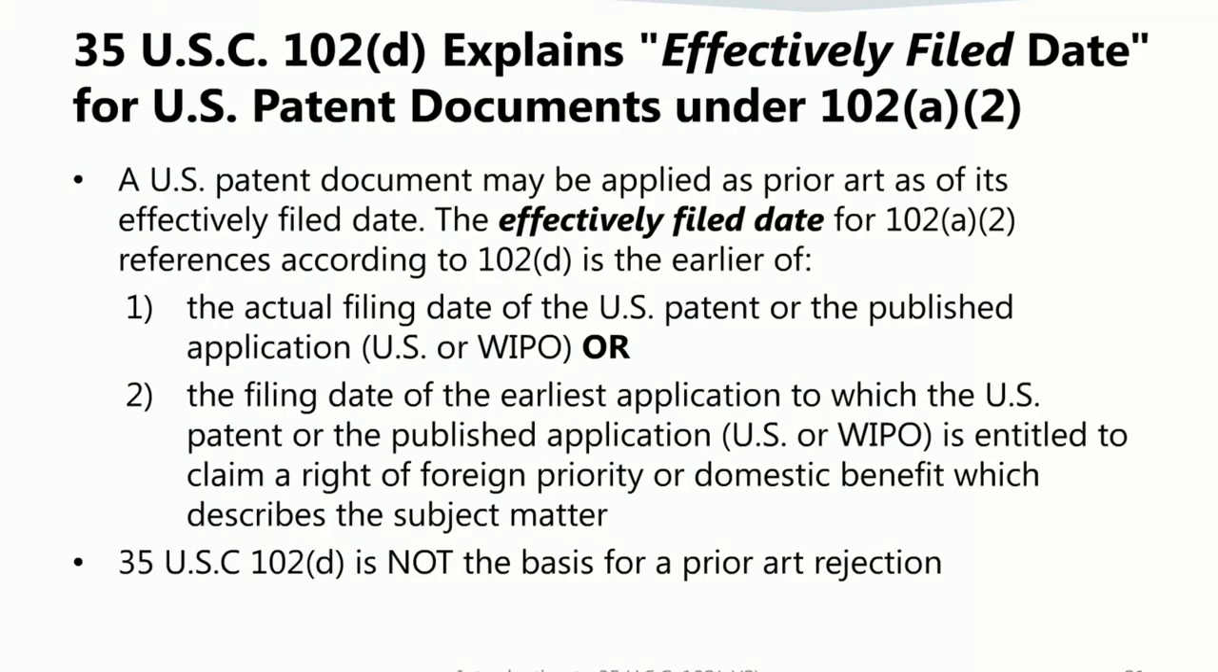The effectively filed date of a prior art reference is the earlier of 1. The actual filing date of the U.S. patent or the published application, U.S. or WIPO, or 2. The filing date of the earliest application to which the U.S. patent or the published application, U.S. or WIPO, is entitled to claim a right of foreign priority or domestic benefit which describes the subject matter.